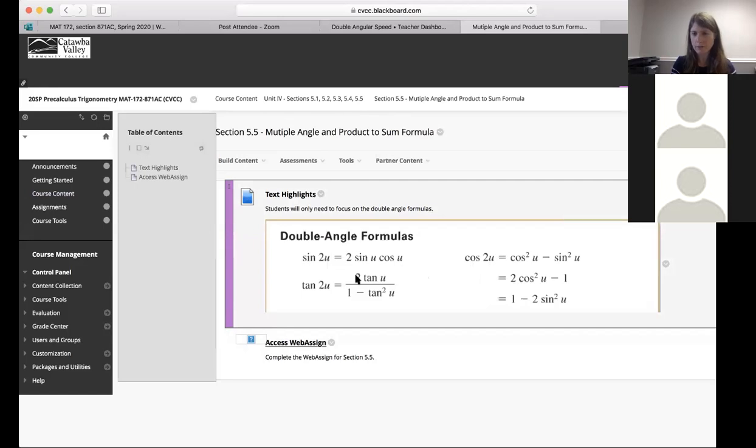I believe on your WebAssign, I don't want to tell you wrong, but I believe they're exclusively sine and cosine, that you're not going to see tangent. And definitely on the test, you will have double angle for sine and cosine, but I probably won't put any tangent on there unless it were something like a bonus. So let's go ahead and see the types of problems we're going to do with these.